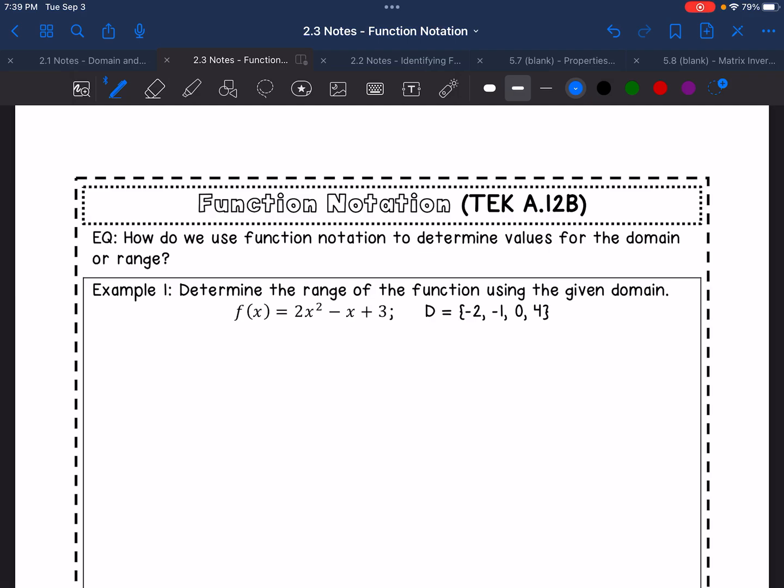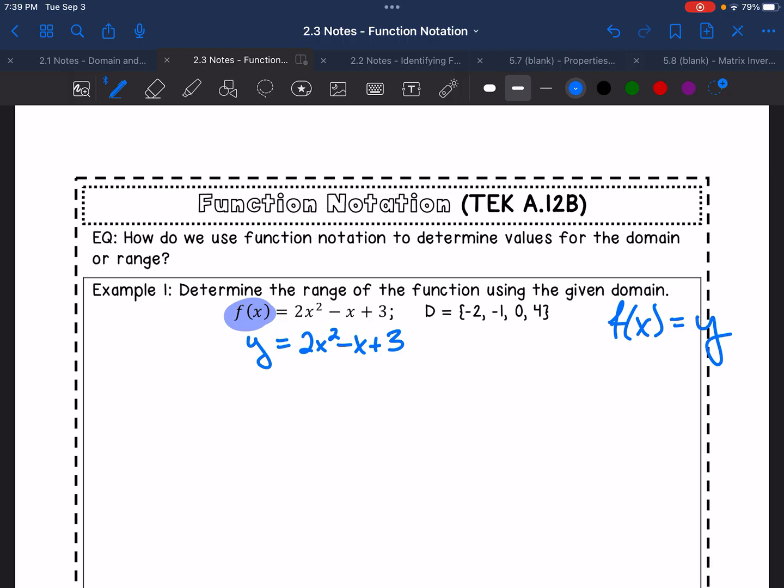All right, in this lesson, we're going to take a look at function notation. Function notation is a way of writing functions, all right? So you can see right here, it's got f of x equals. So all this is saying is y equals 2x squared minus x plus 3, all right? So f of x just means y. It's just another way of stating y equals.